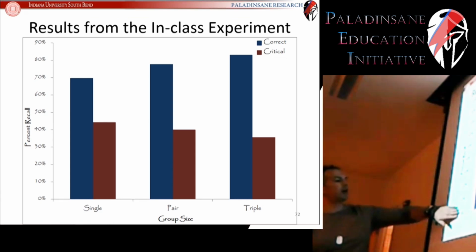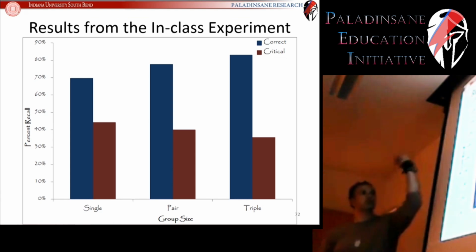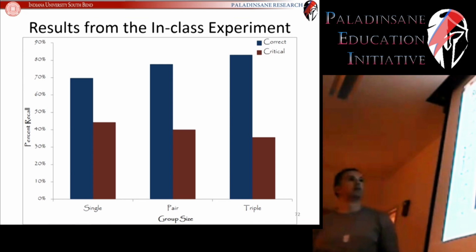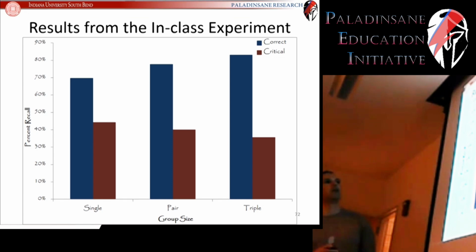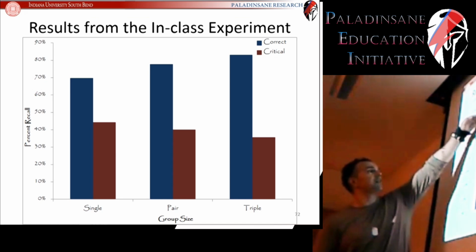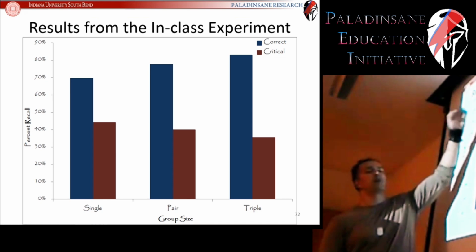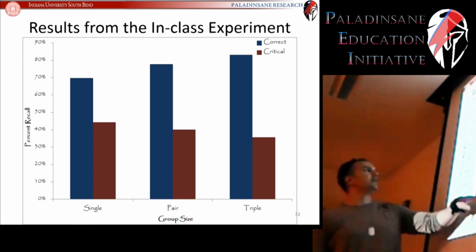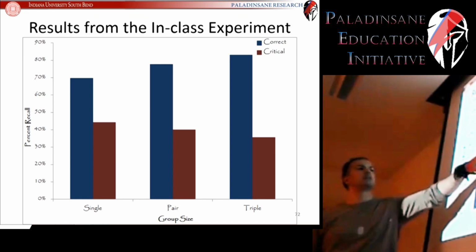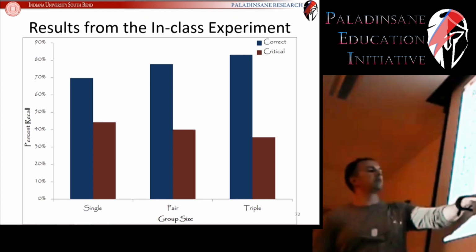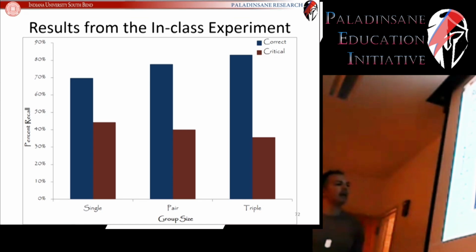All right, percent recall. It goes from 0 to 100%. That's how many words did you recall. So the blue bars here are the correct words, and the red bars here are the critical words. So if you recalled 70% of the correct words, that means that you got 70% of the 90 correct words that were out there. If you recalled 50% of the critical words, that means that you recalled 3 out of 6 of those critical words, those false memories. So the blue is correct memory, the red is false memory.